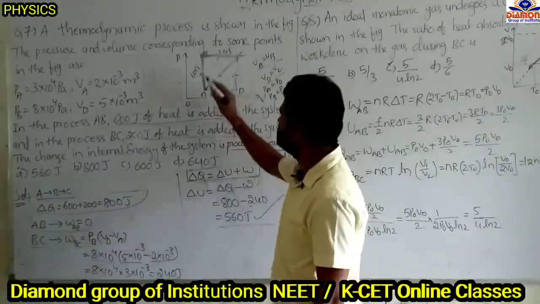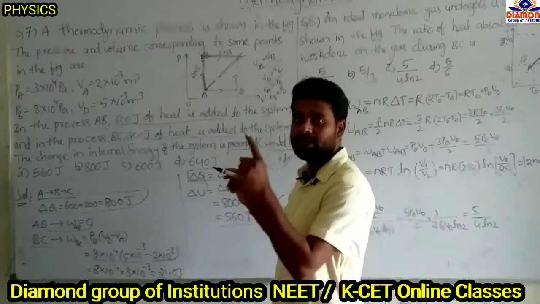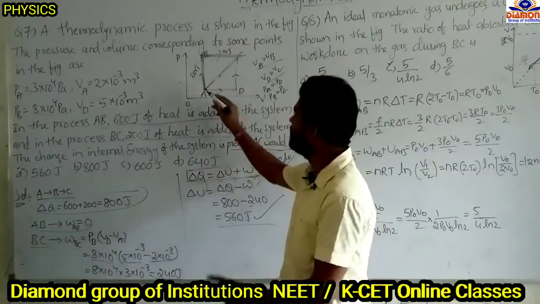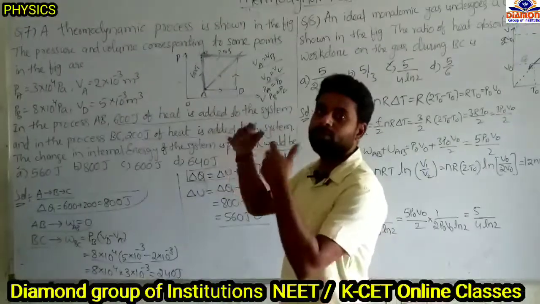Already I said these three paths have the same initial and final points. So if you find the internal energy for any path, that is equal for all the paths.